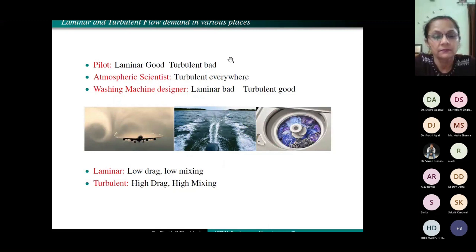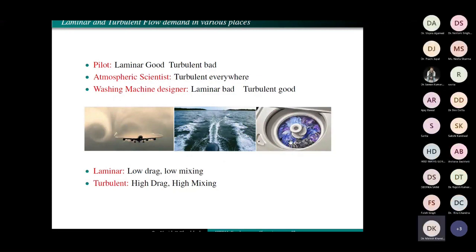If it is turbulent, then it is very difficult to manage the path of the aeroplane. Similarly, if the flow in a washing machine becomes laminar, we will not get proper cleaning. So here we need turbulent flow, because we need high drag and high mixing.